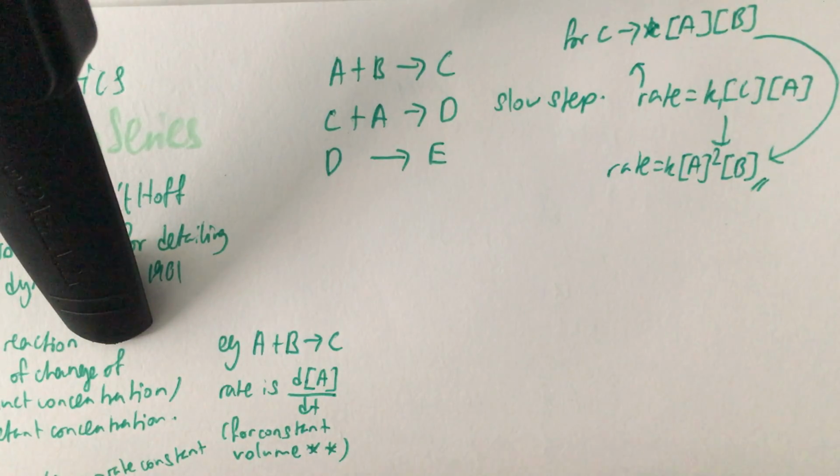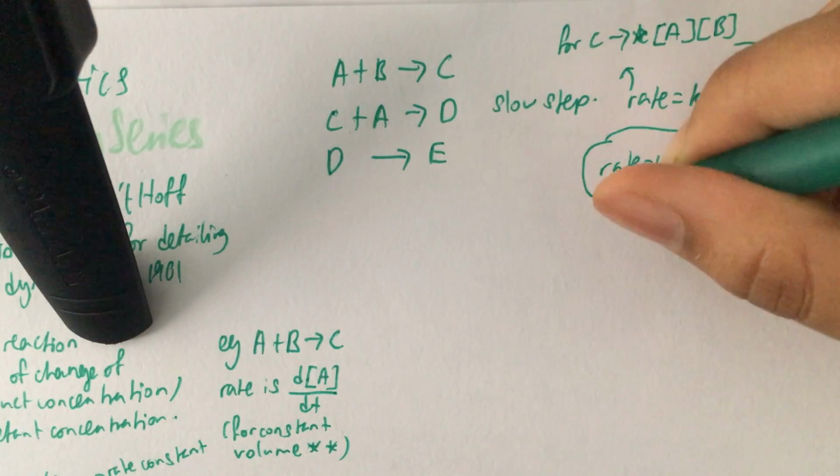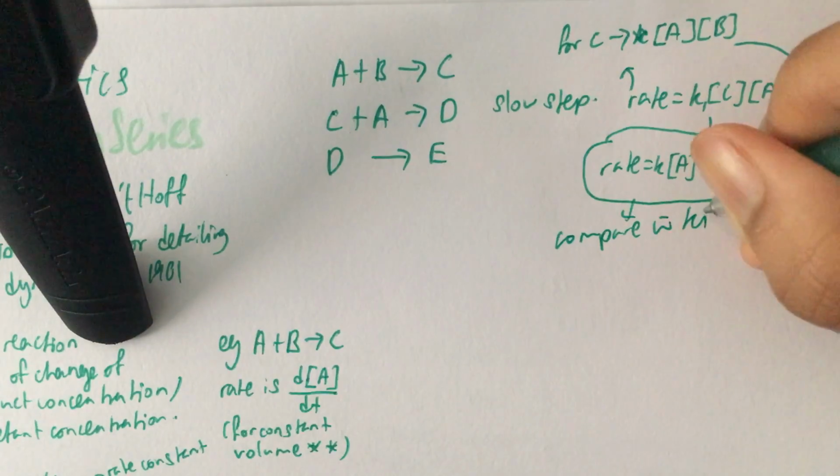From there you can get the overall rate equation, and then compare it with the observed kinetics and see whether it's the right equation, or whether they both match.